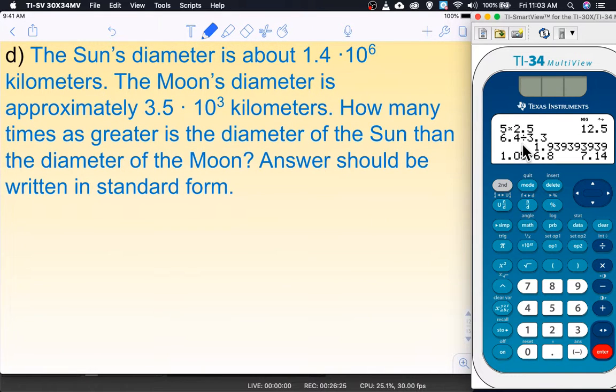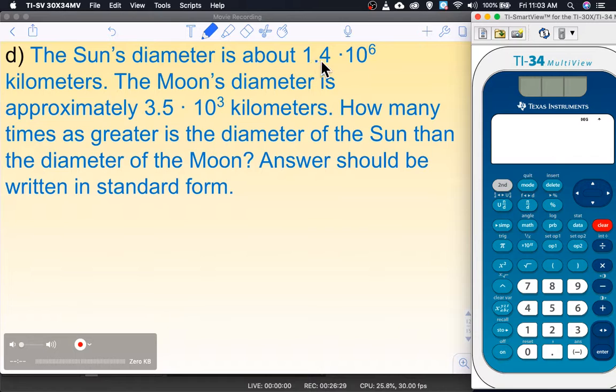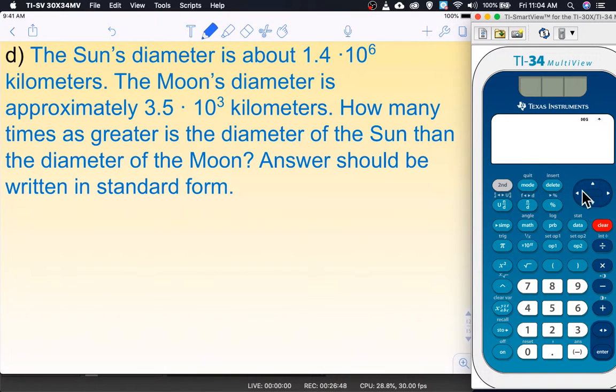Letter D. This is another problem you're going to do. It says here the sun's diameter is about 1.4 times 10 to the 6th kilometers. The moon's diameter is approximately 3.5 times 10 to the 3rd kilometers. How many times greater is the diameter of the sun than the diameter of the moon? Answer should be expressed in standard form. So go ahead and pause the video and do this on your own right now, and when you're ready to continue, hit play.